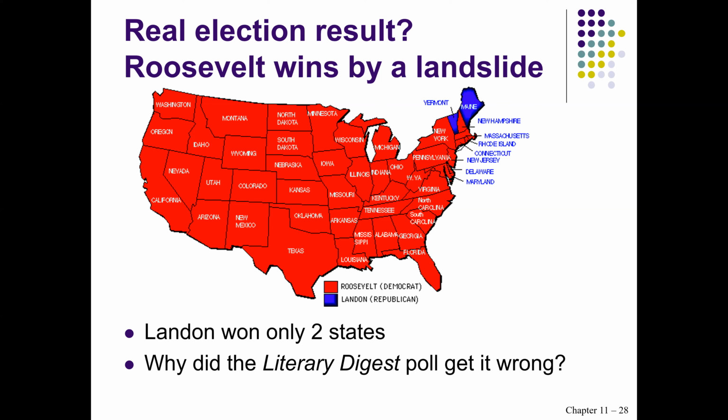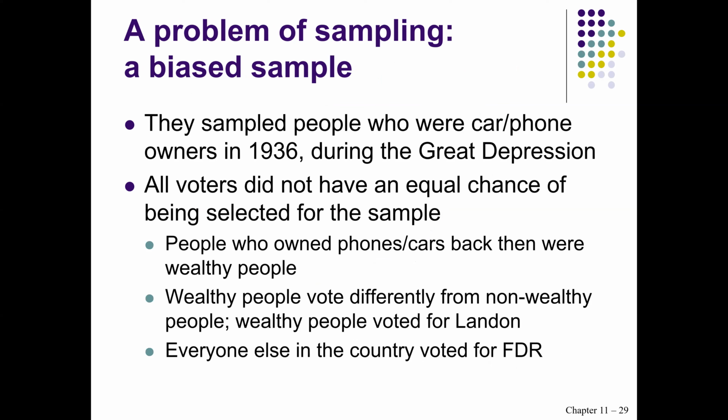So how and why did the Literary Digest magazine poll get it so wrong? And the answer to that is that they took a sample of people who were car and phone owners in 1936, which was during the height of the Great Depression. And the people at that time who owned cars or who owned phones were people who were well off, probably middle class or rich people. And so all of the people who were going to vote in the election did not have a chance to be selected to be in the Literary Digest magazine sample.